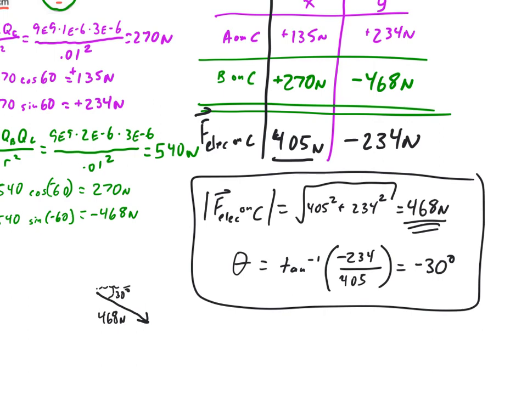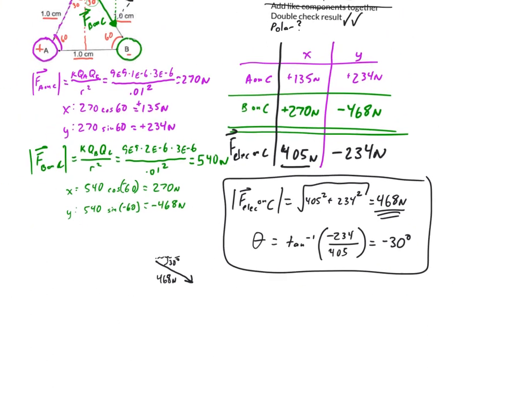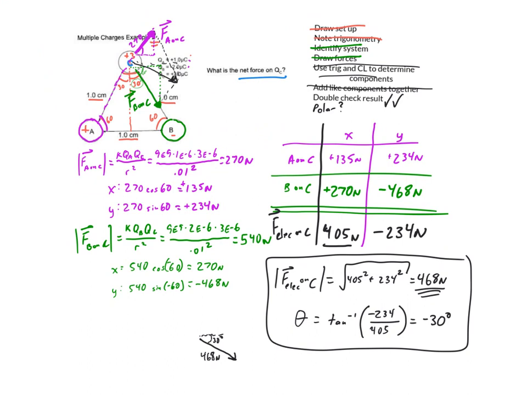Okay, this was a harder one. There was a fair amount of trig that had to be done. Everything had to be broken down into components, so just be aware of the trigonometry, and that's why we draw these things, so it's easier to see the trigonometry. All right, one more example to go.